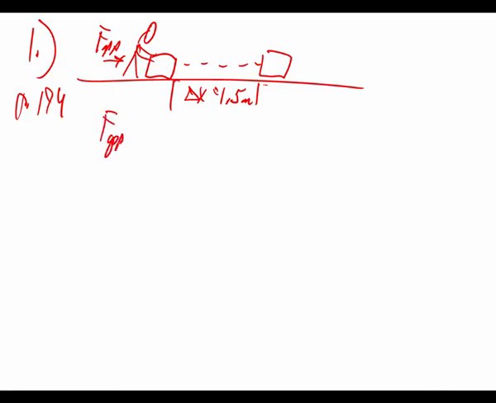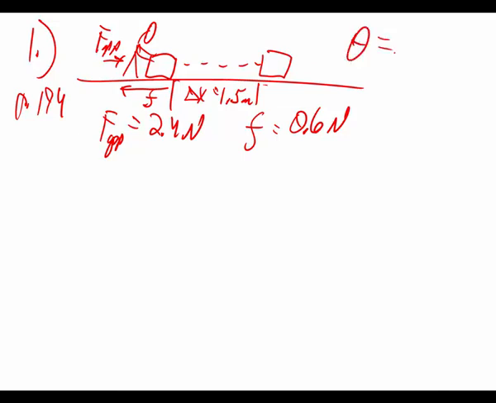Force applied is 2.4 newtons. While the opposing force of friction is what? Friction is that way, and the force of friction is 0.6 newtons, okay? How much work does each of the following forces do on the book? Now remember, we're pushing it horizontally. So if we're pushing it horizontally, what is theta? 0 degrees, because this is applied and it's horizontal.